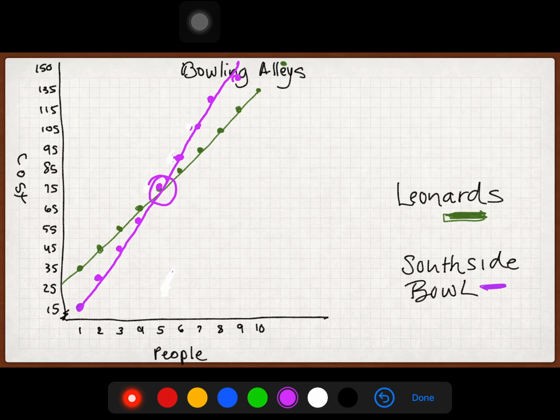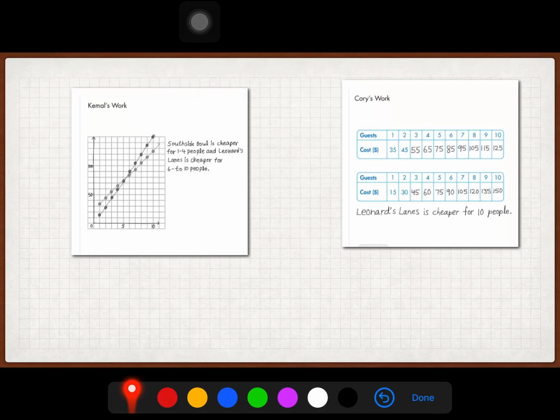They meet the same cost right here for 5 people. They're both $75. Then after 5 people, Leonard's Lane becomes less expensive, where the Southside Bowl is less expensive at the beginning here when it's up to 5 people. But once it passes this point, their price is higher. That's how a graph could help you. Thanks for bearing with me on my trying to plot those points.